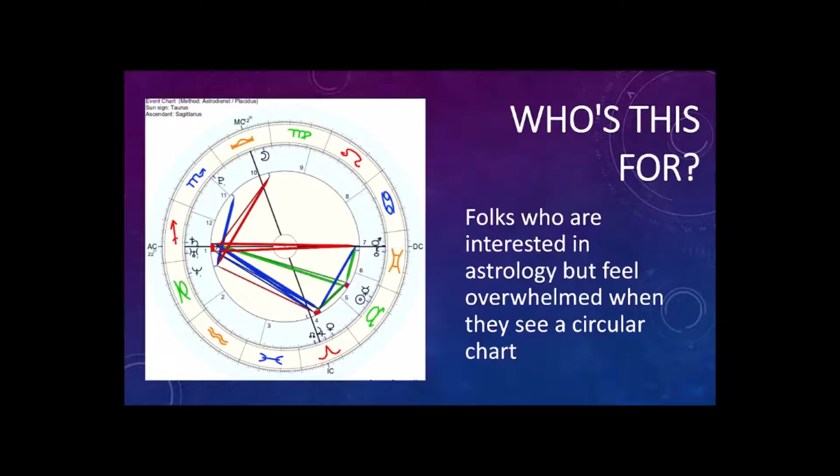The Astrology Syllabus is for folks who are interested in astrology but feel really overwhelmed when they see a circular astrological chart. These are perhaps people who just hate a lot of lines and lots of symbols. It's an overwhelming amount of information. Or perhaps people who are most familiar with a rectangular table setup when listing planets in signs, like in the CoStar app, or some other chart calculators online.